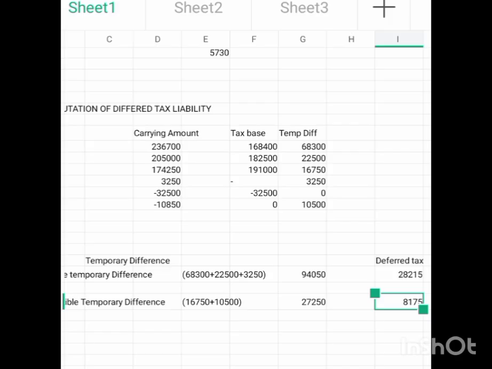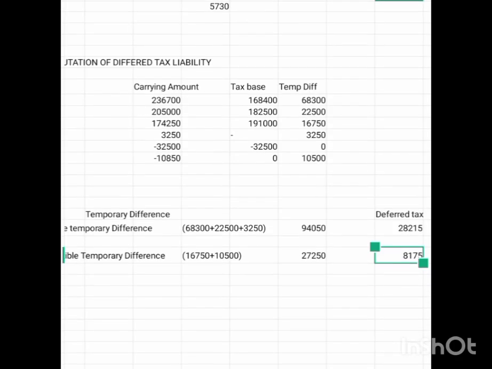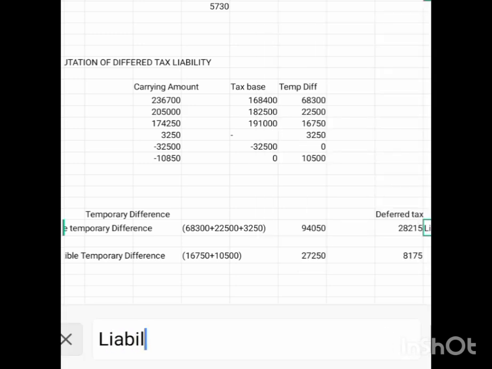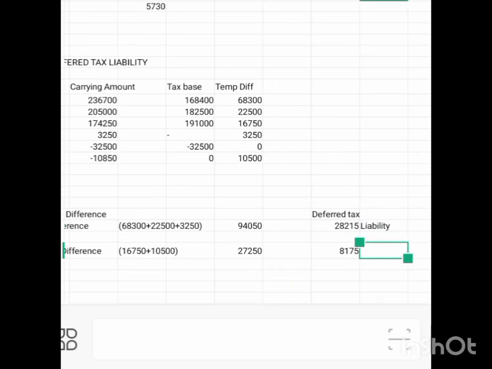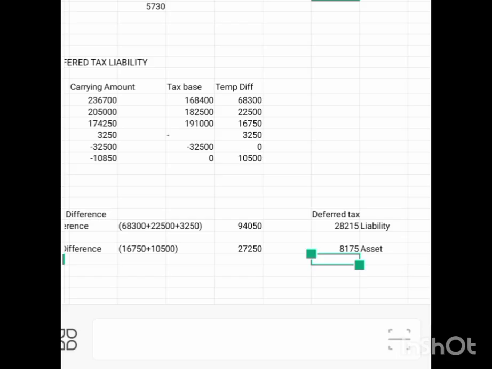So let us put this one in brackets now and just subtract it. Don't forget I told us that this one is a liability to be paid. You don't need to write this in the exam, I'm just trying to write it. This one is an asset. So let us set them off against each other to know the amount we are expected to pay to the tax authority.